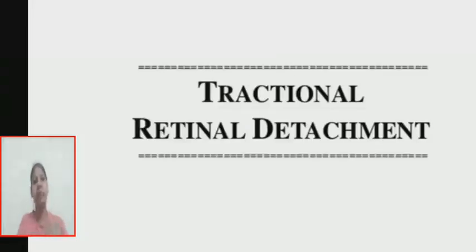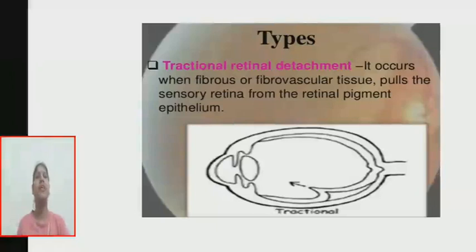Now the next type is tractional retinal detachment. Tractional retinal detachment occurs when fibrous or fibrovascular tissue pulls the sensory retina from the retinal pigment epithelium. This is the tractional, it's a pull up. Rhegmatogenous means a tear is present, in exudative there is fluid accumulation, but in tractional the retinal layer is pulled. The complete retina is pulled.